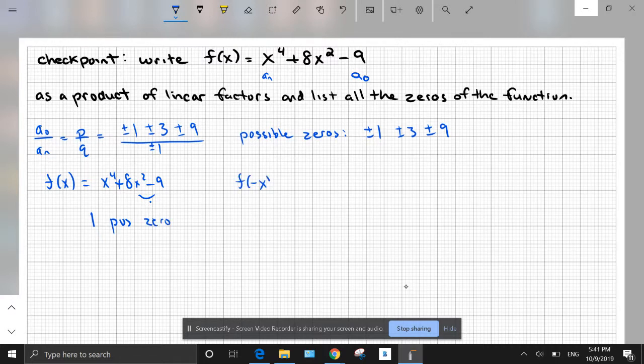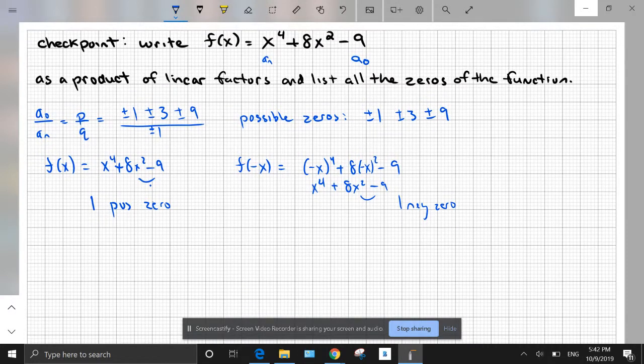We substitute a negative x. So here we get x to the fourth, and here's positive x squared. So negative x, so that's still a positive, and then we have a negative. So we have a sign change, so we have one negative zero. So it looks like we're going to have one of each, one positive, one negative.